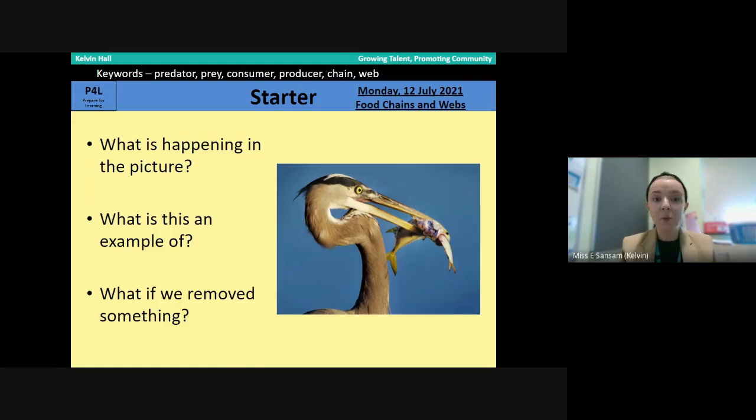They are, what do you think is happening in the picture? What do you think the picture is an example of? And what do you think would happen if we remove something from that picture? Now, your teacher will be able to pause this video and give you 5 minutes to try and answer those 3 questions.